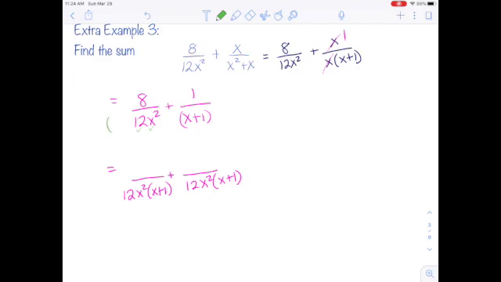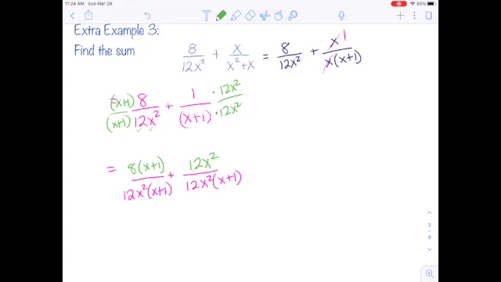So in my first fraction, I have 12x squared. I'm missing a factor of x plus 1. So x plus 1 times x plus 1. And again, that's not changing the problem. That's just multiplying by a giant 1. And then in my second fraction, I have to multiply by 12x squared, numerator and denominator. Again, just not changing the problem, just multiplying by 1.